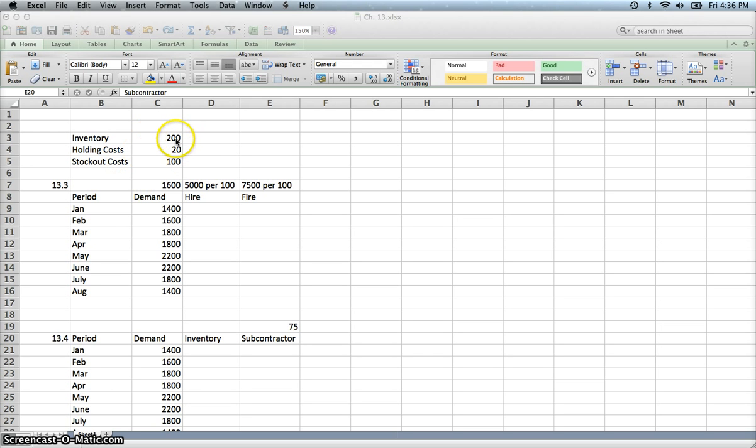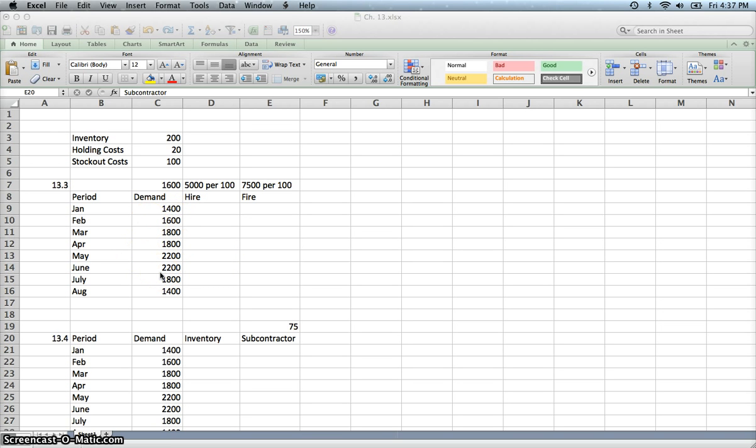We're told that we have beginning inventory of 200 units. If we do hold inventory, it's $20 per month per unit, and stock out cost for every unit we're short is $100. This is a penalty we pay if we do not have enough production to meet demand. And so if I were to do the first one, 13.3, which is what has been assigned to you in your homework, they propose a chase strategy.